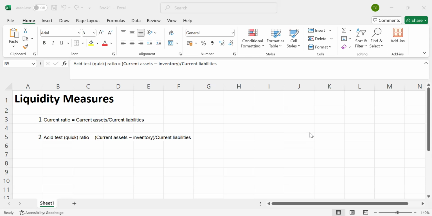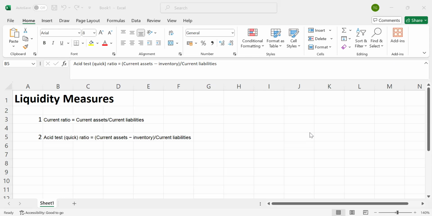So in any sort of emergency, I should be holding enough cash so that I'm able to meet such urgent requirements. That's why we measure the liquidity position of a business. The number one formula that you see is the current ratio, which is calculated as current assets divided by the current liabilities. And the next one is the asset test or the quick ratio, which is current assets minus the inventory.